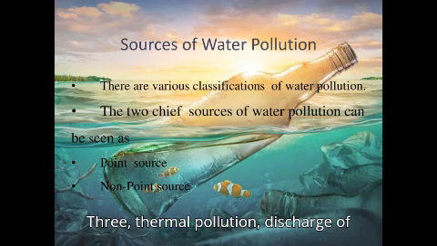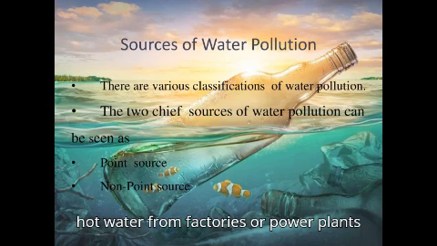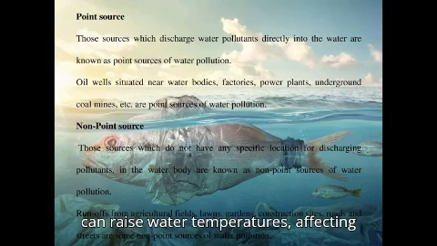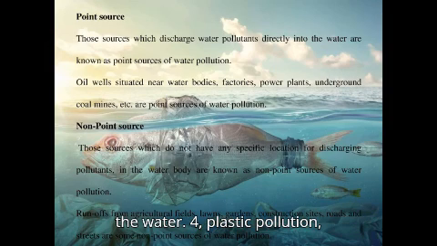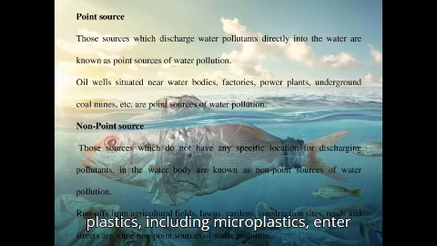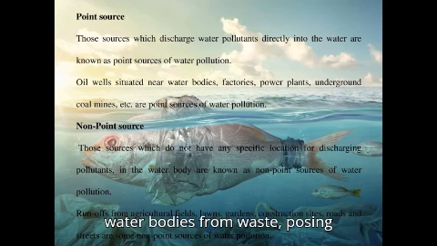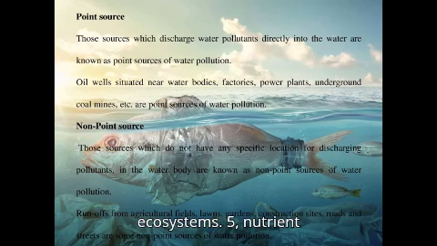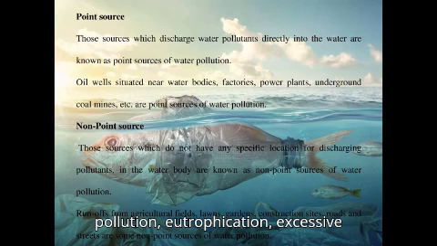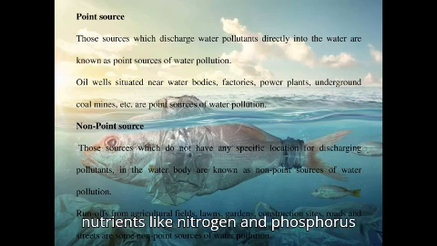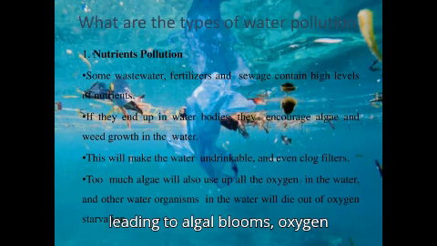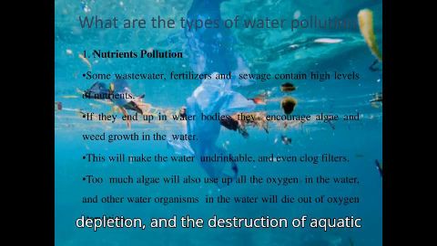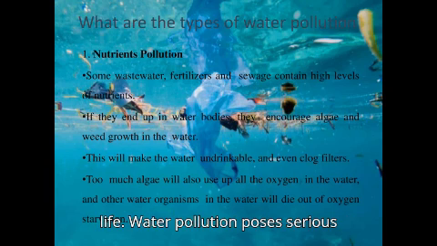3. Thermal pollution: discharge of hot water from factories or power plants can raise water temperatures, affecting aquatic life by reducing oxygen levels in the water. 4. Plastic pollution: plastics, including microplastics, enter water bodies from waste, posing significant risks to marine life and ecosystems. 5. Nutrient pollution, eutrophication: excessive nutrients like nitrogen and phosphorus from fertilizers enter water bodies, leading to algal blooms, oxygen depletion, and the destruction of aquatic life.